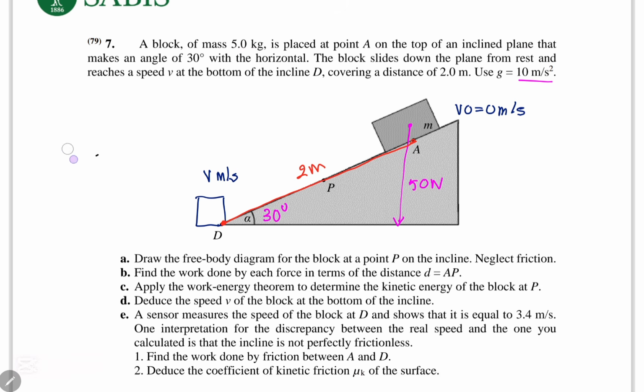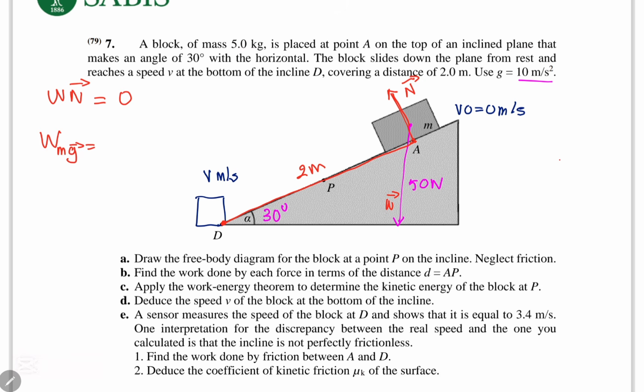Part B, what does it say? It says find the work done by each force in terms of distance d equals AP. Let me as well add the normal push. I call this N, and this is the weight. The work done by the normal push, because it's perpendicular to the displacement, is immediately 0. Now the work done by the weight, or gravity. What is it going to be?